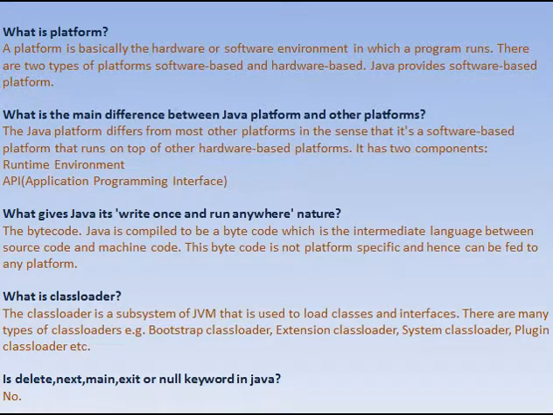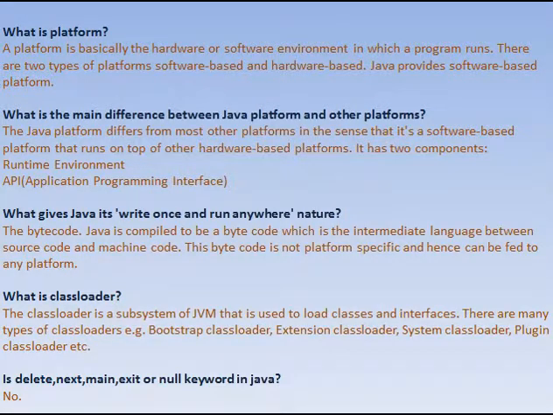What is the main difference between Java platform and other platforms? The Java platform differs from most other platforms in the sense that it's a software-based platform that runs on top of other hardware-based platforms. It has two components. Runtime environment. API, Application Programming Interface.